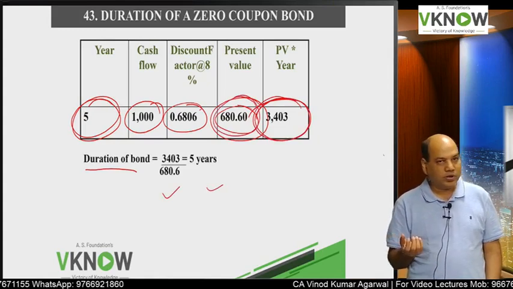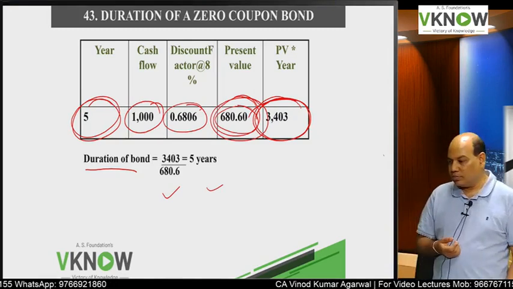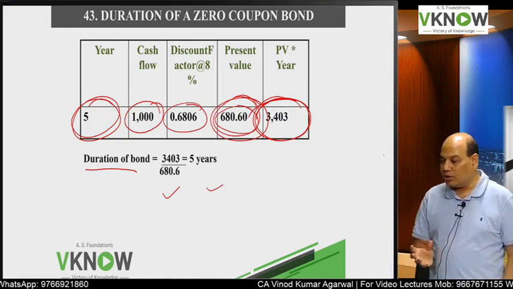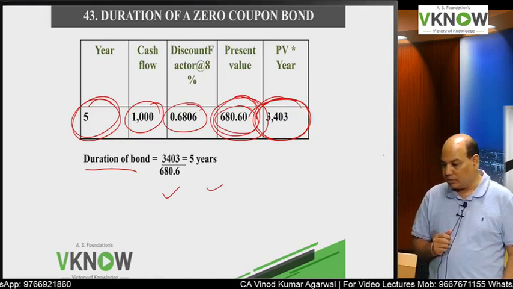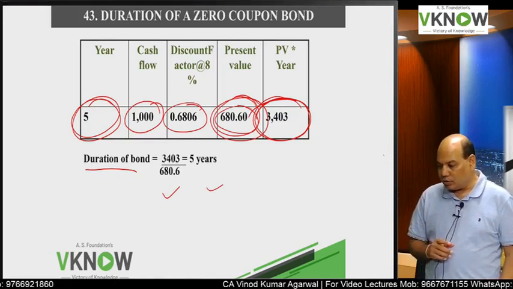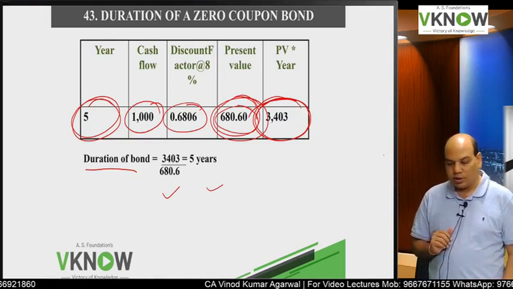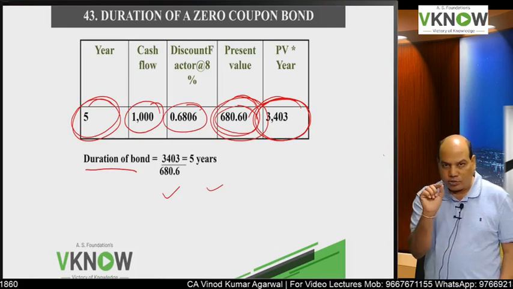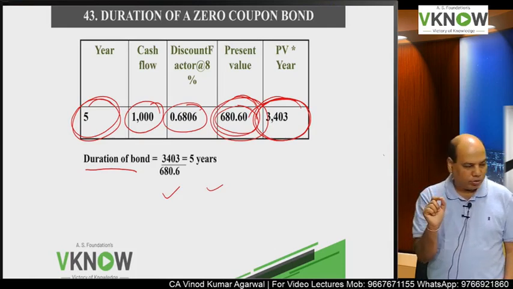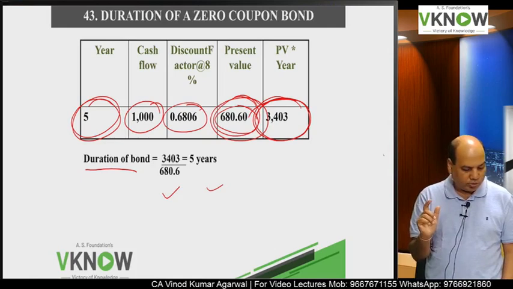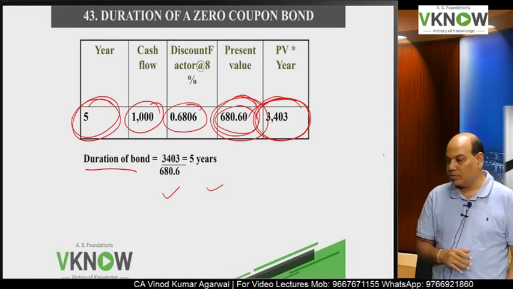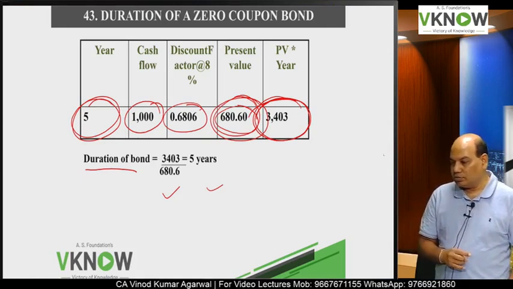Such a gross wastage of time, because first you are multiplying by the same number 5 and then you are dividing also. So you are going to reach the same place. But after this we will not calculate the duration of zero coupon bond. This was just to demonstrate. Have you done? Yes or no?